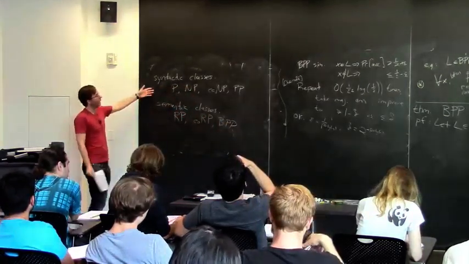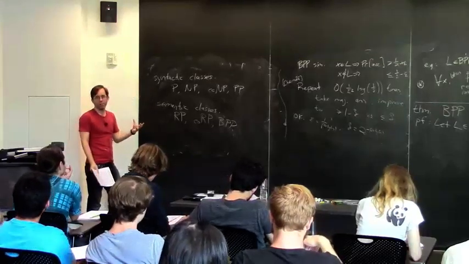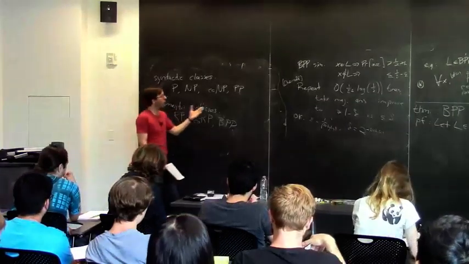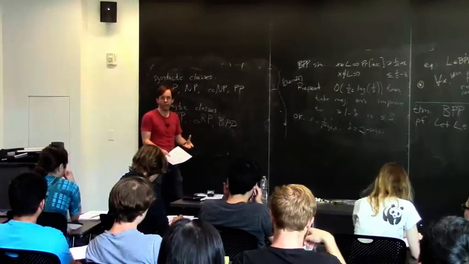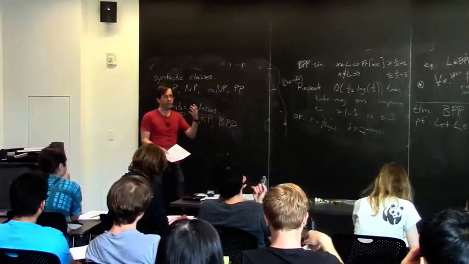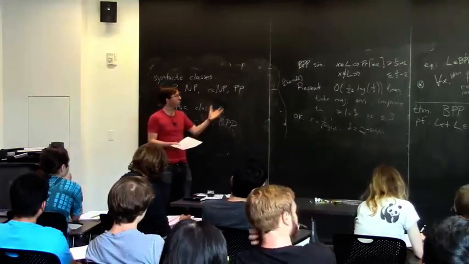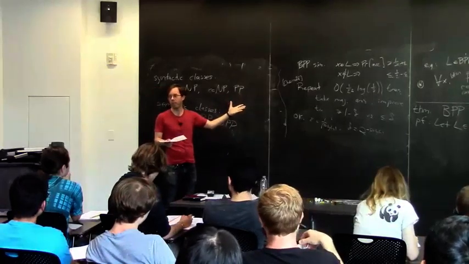The point of a syntactic class is that as soon as I give you a polynomial time probabilistic Turing machine, it for sure defines a language in PP. You take that machine and all the strings where it accepts with probability exceeding a half are in the language, and all the strings where it accepts with probability less than or equal to a half are not in the language. So a polynomial time probabilistic machine automatically defines a language in PP.